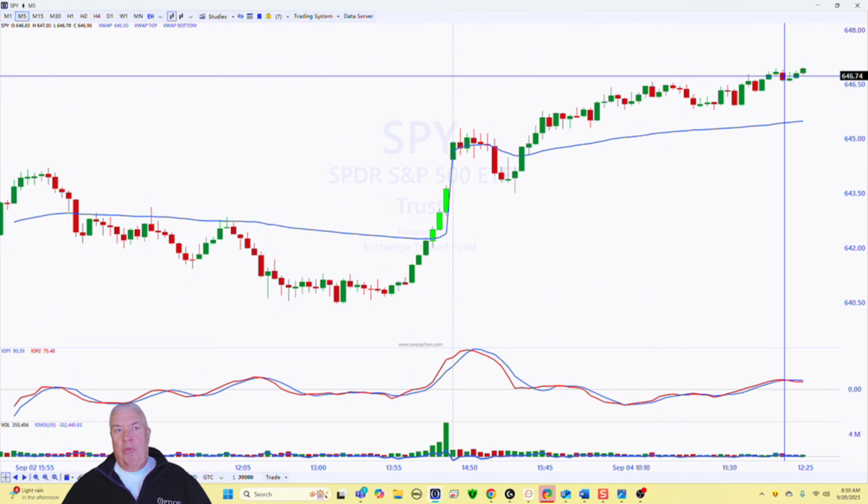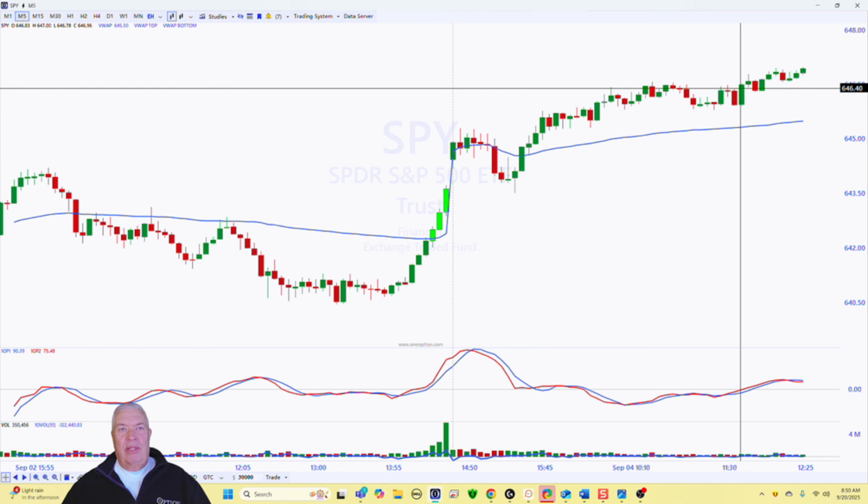Oh, I see. I have more price data. This looks like a gradual float higher to me. I mean, there's not a lot of buying or selling, and you can see long red candles and long green candles.